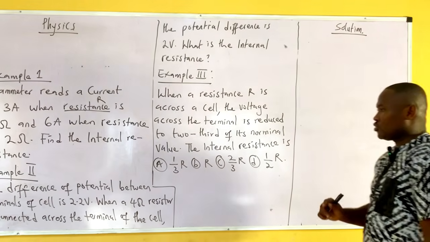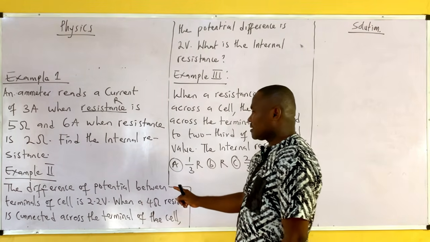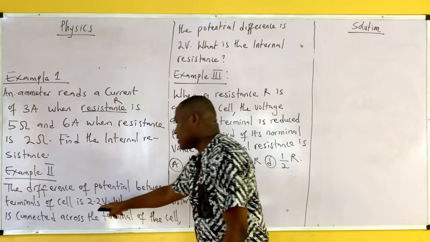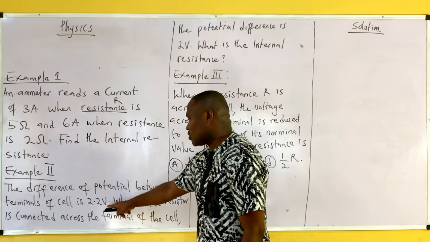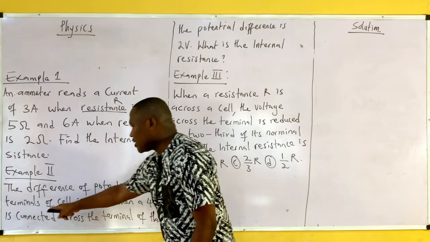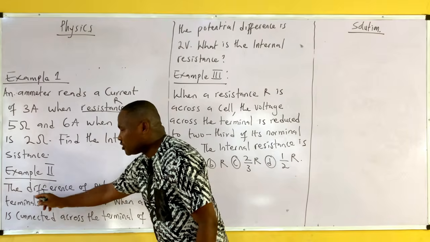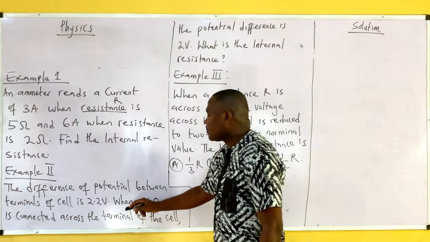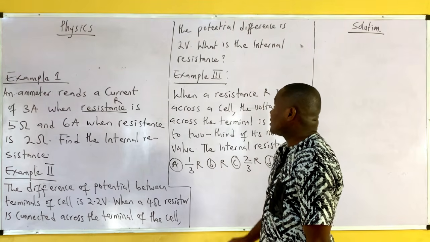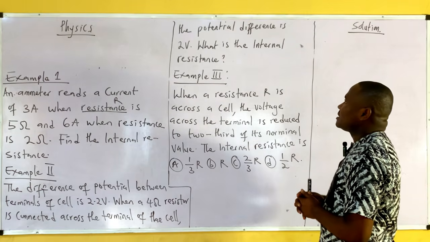Now let's look at question number 2. Question number 2 says the difference of potential between terminals of a cell is 2.2 volts. I say again, the difference of potential between terminals of a cell is 2.2 volts. So this is actually describing EMF. When a 4 ohm resistor is connected across the terminal of the cell, the potential difference is 2 volts. What is the internal resistance?